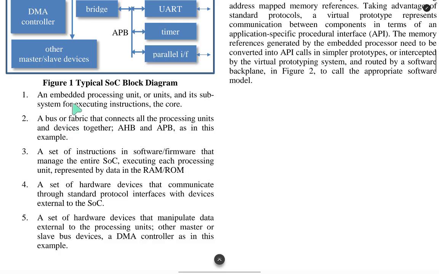It has an embedded processing unit or units, each a subsystem for executing instructions, the core. A bus or fabric that connects all the processing units and devices together, AHB and APB as in this example. A set of instructions in a software firmware that manage the entire SoC, executing on each processing unit, represented by data and the RAM or ROM.